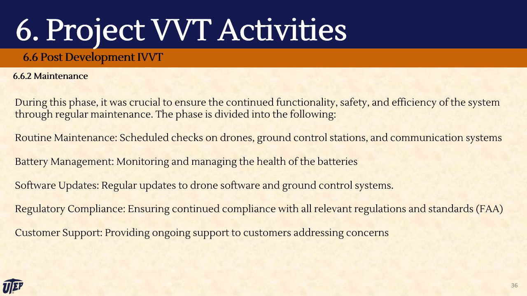During the maintenance phase, it was crucial to ensure the continued functionality, safety, and efficiency of the system through regular maintenance. So this phase is divided into the following. First is routine maintenance, which is scheduled maintenance checks on drones, ground control stations, and communication systems to ensure that they are communicating with each other and working optimally, as well as the inspection of components for replacements and any damaged parts that need to be changed on the drone.